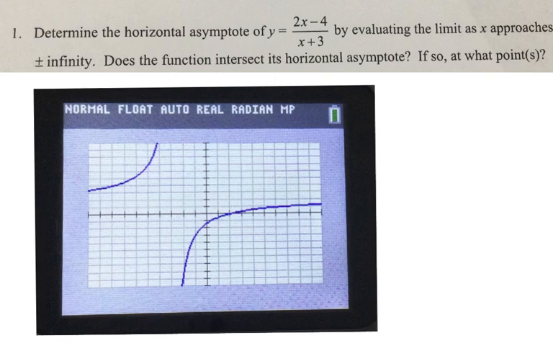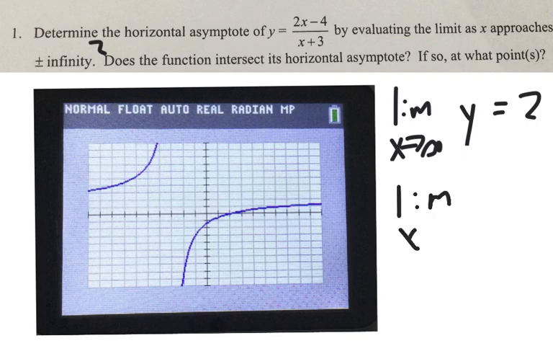So as the x's were getting really big, what's the y's getting close to? 2. Right, it should be 1.99 whatever, right? We're getting really, really close to 2. So the question here is, determine what does the limit approach as we get to positive and negative infinity. The answer there is 2. So the limit as x approaches infinity of, we're just calling it y, is equal to 2. And the limit as x approaches negative infinity of y is also 2.